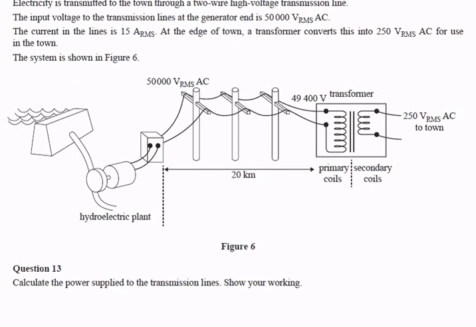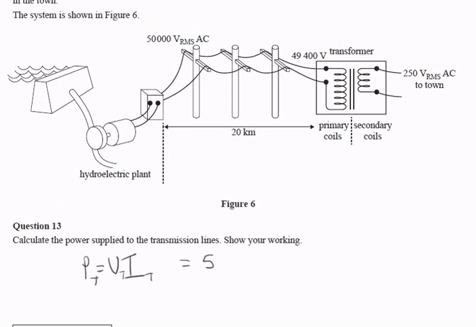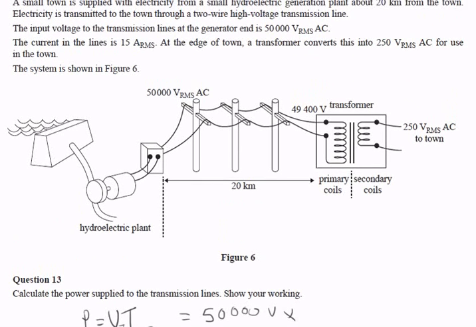The first question is asking for the power supplied to the transmission lines. It's a pretty easy one to start off with. The formula for power is voltage times I, so this is really the total power. We're looking at the total voltage supplied to the lines, 50,000 volts, and the current they've given us as well, 15 RMS.